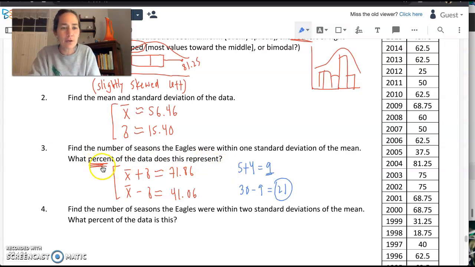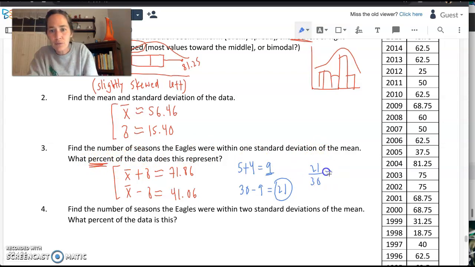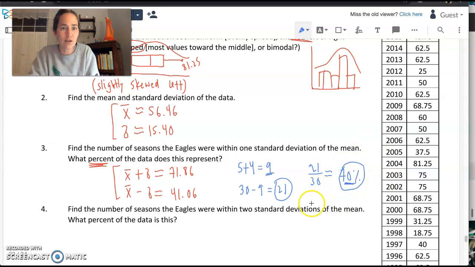And the follow-up you're going to usually see is, what percent of the data does that represent? Well, that's 21 seasons out of the 30 total. And we'll just round that to the nearest percent. Well, 21 out of 30 gives you exactly 70%. So remember this, 70% of the data falls within one standard deviation of the mean.